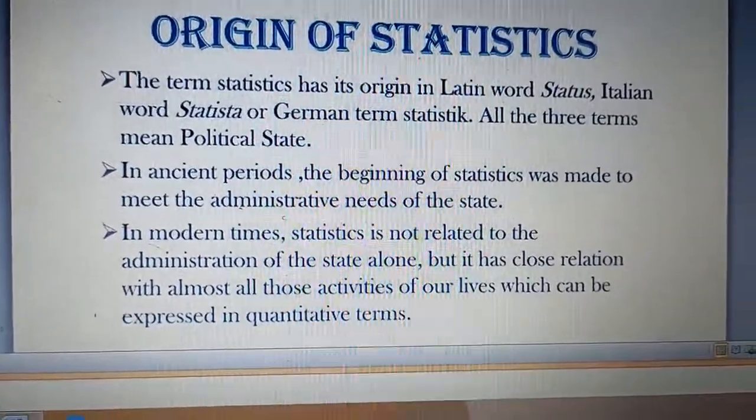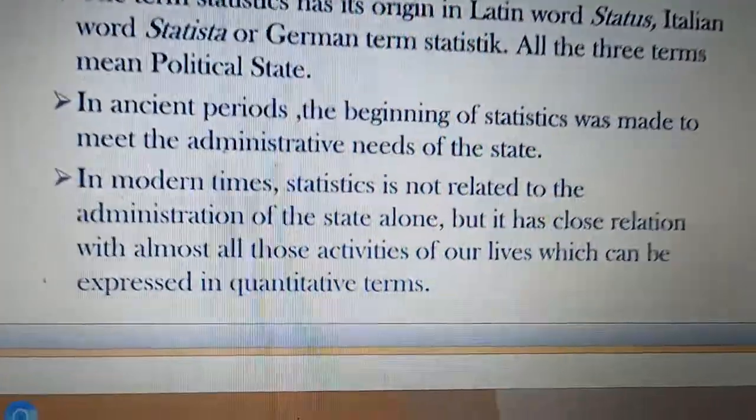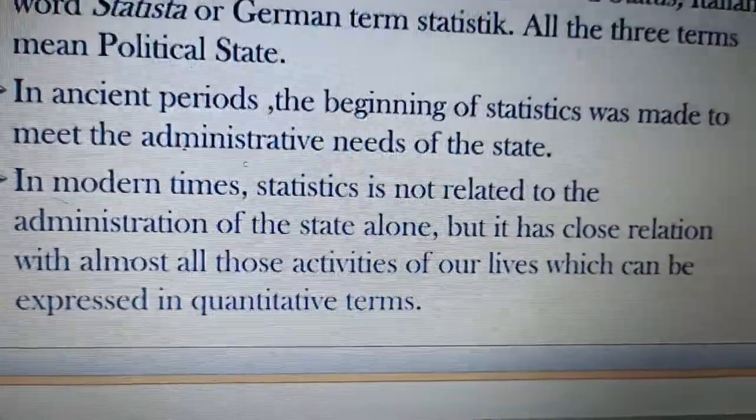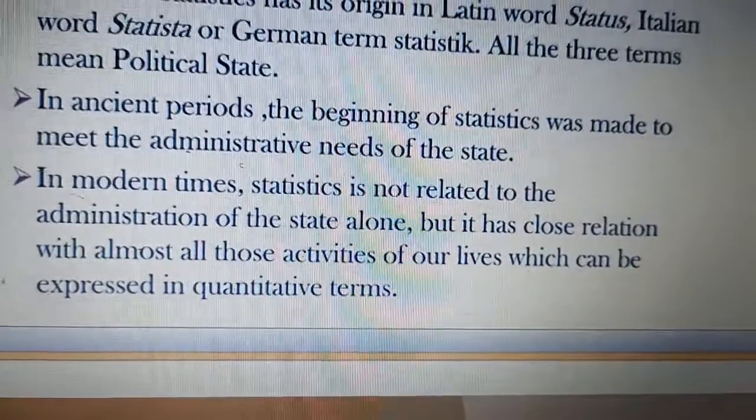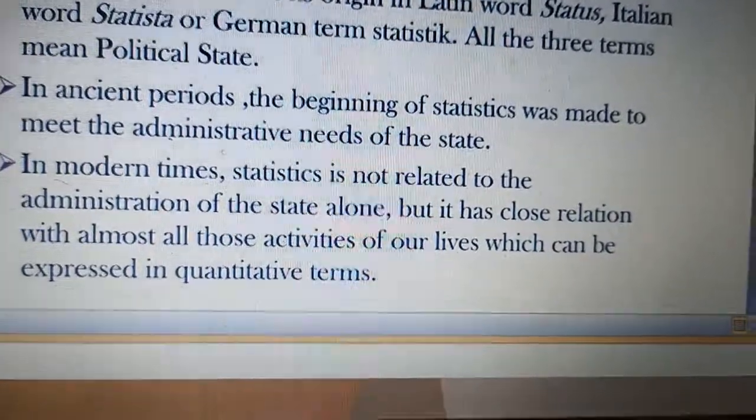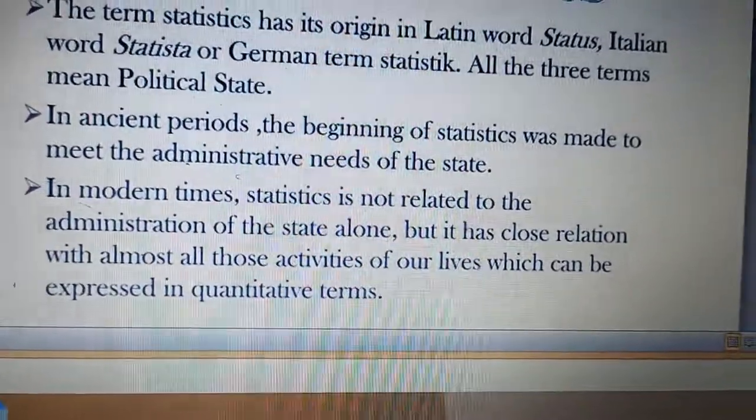Statistics is not used for the administration of the state alone, but it is concerned with almost all activities of our lives which can be expressed in quantitative terms.